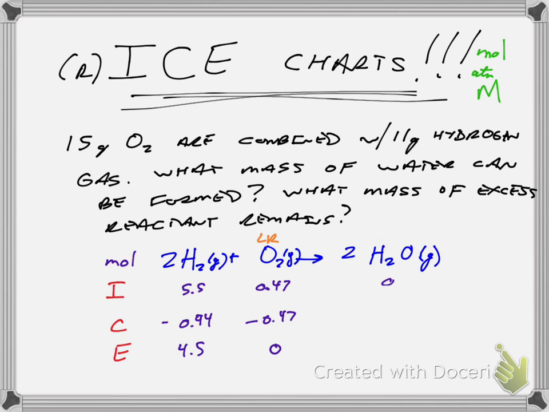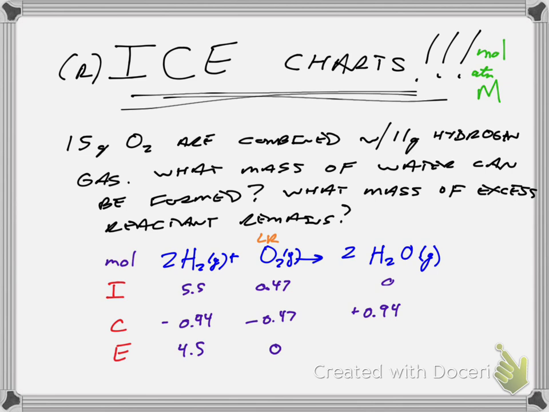Because here's again, this is another real fast shortcut in ice charts. Everybody who has the same coefficient is going to have the same amount of change, right? If the coefficient of hydrogen is 2 and the coefficient of water is 2, for every 1 hydrogen I use, I make 1 water. And so as soon as I see that hydrogen has a change of negative 0.94, I know that water is going to increase by the same amount. So I can just do positive 0.94.